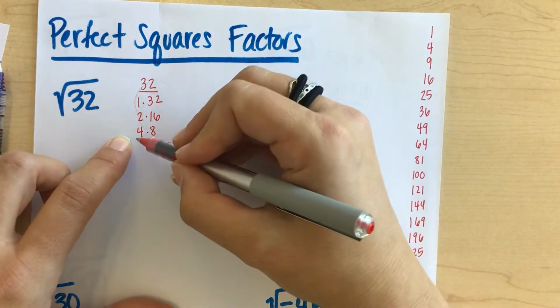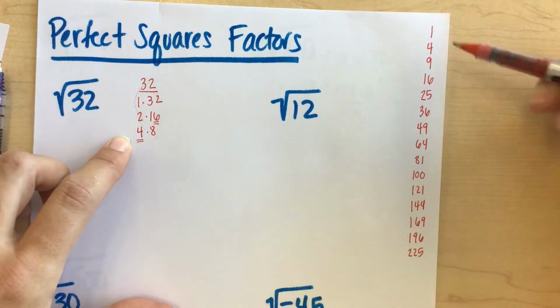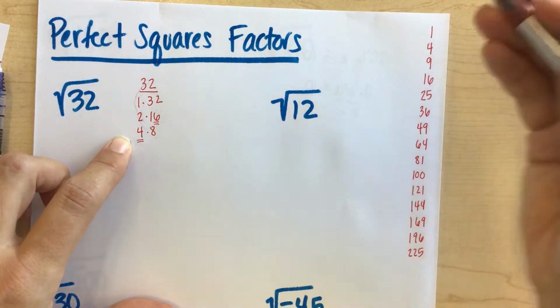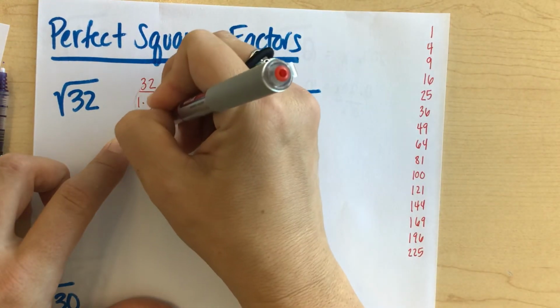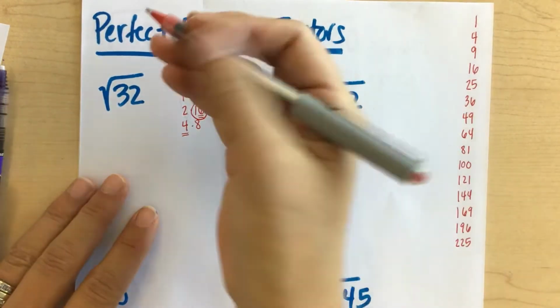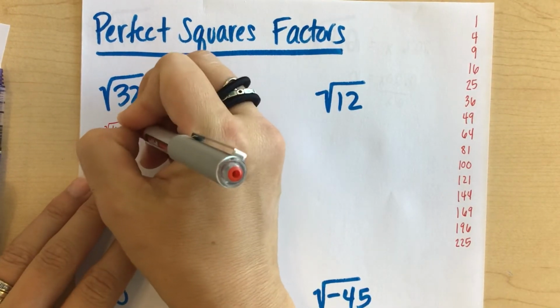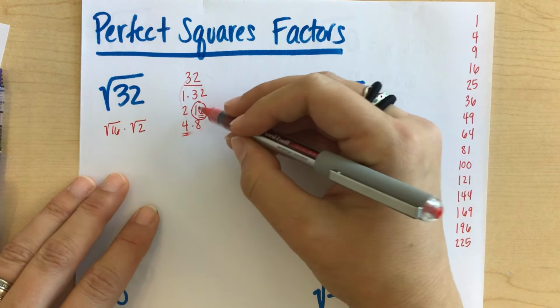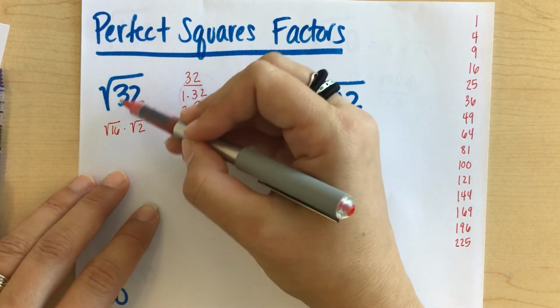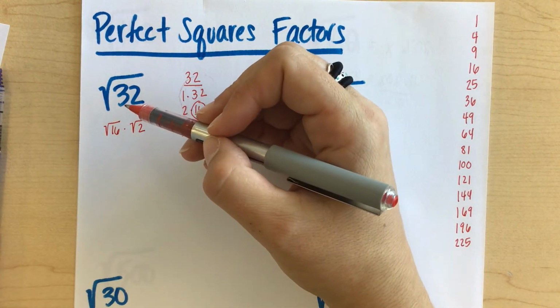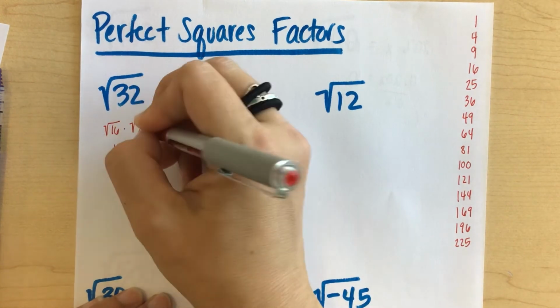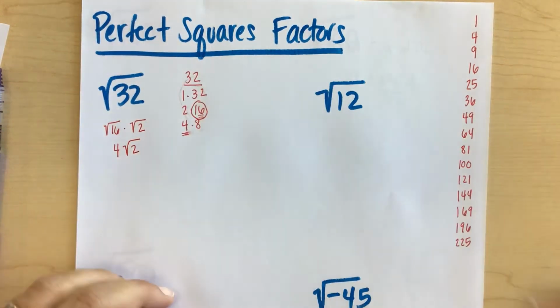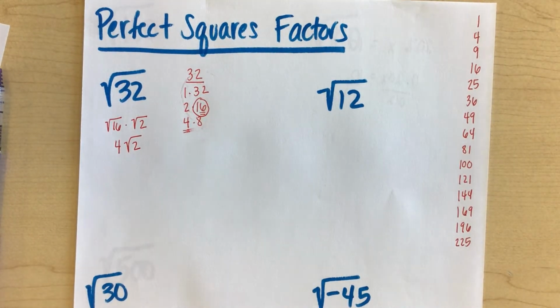So I notice I have 4 and 16 are both on this list over here. But I want the biggest number, so it's 16. So I'm going to break this up into the square root of 16 times the square root of 2, because it's 2 times 16. That's the same thing as the square root of 32. The square root of 16 is 4, and then we keep the radical 2 because it's not a perfect square.